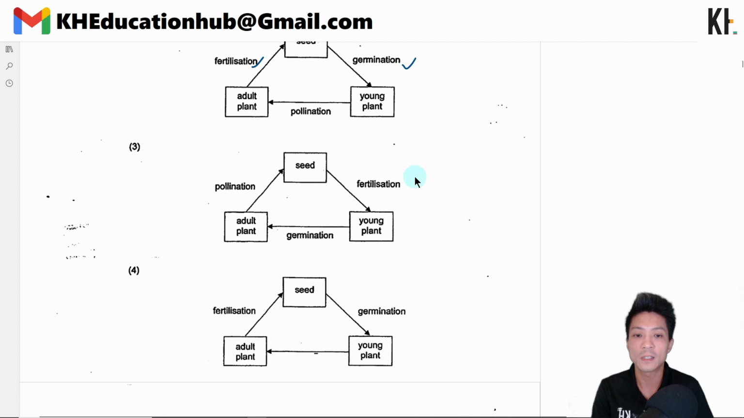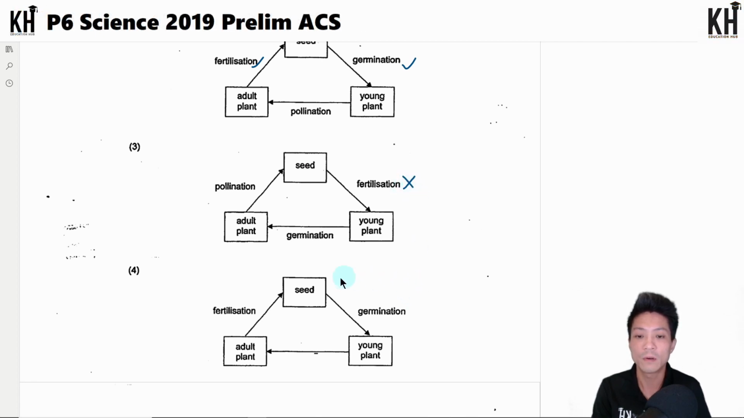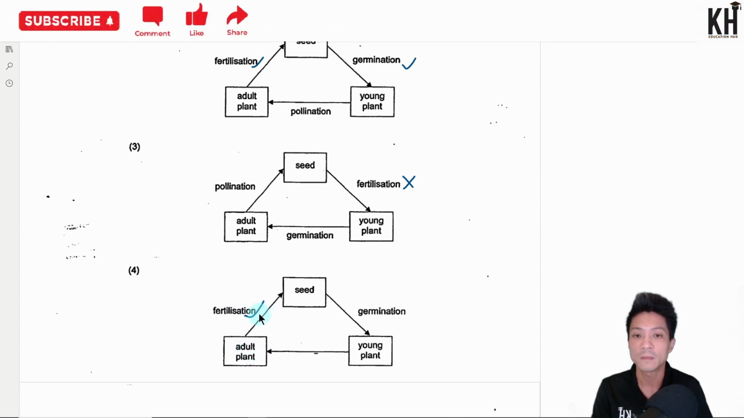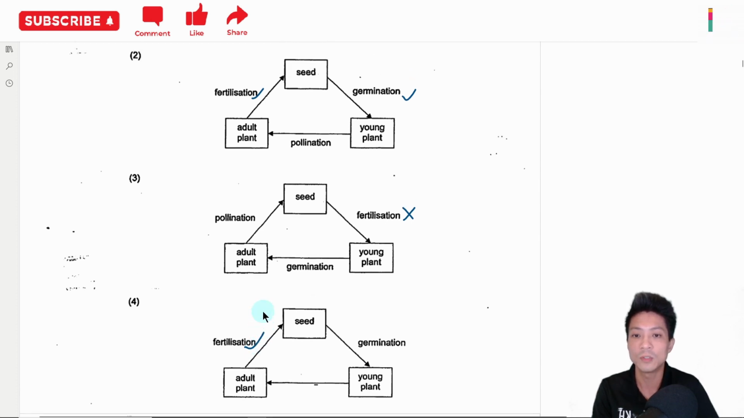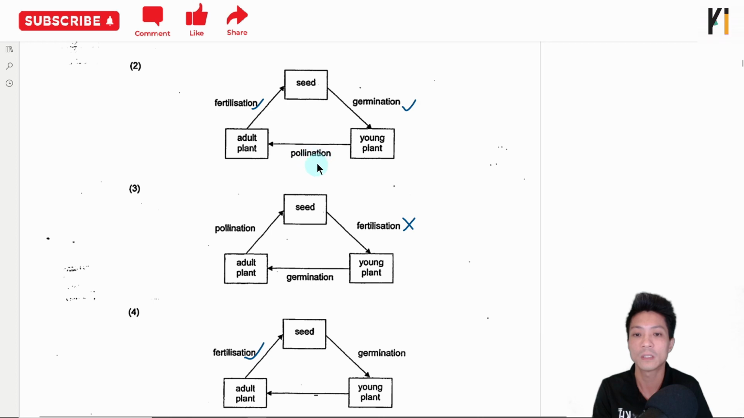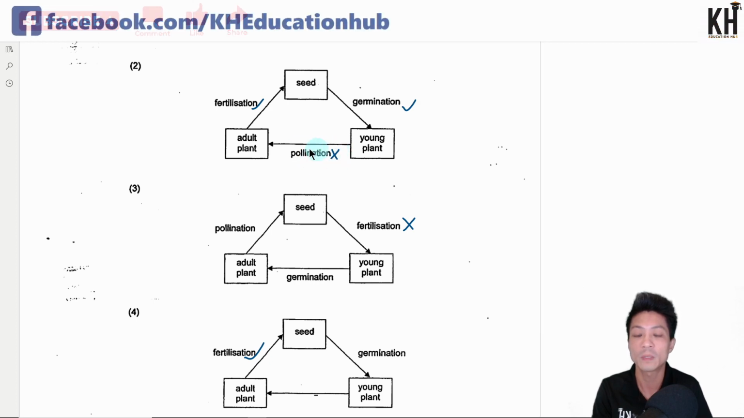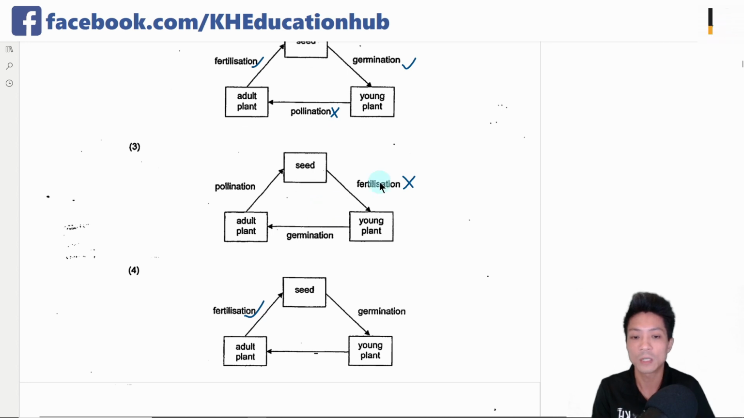Seed, fertilization, so option 3 is definitely wrong. Seed, germination, young plant, adult plant, and fertilization is here. But pollination is missing, and usually pollination should occur after the adult plant stage, right? So for this question, I will go with option 4.